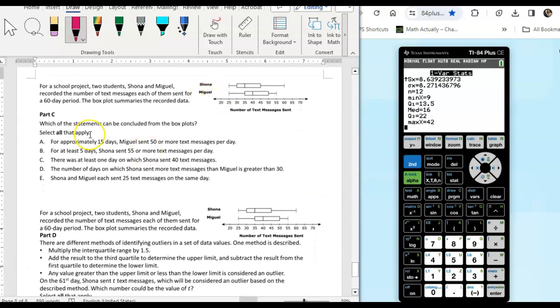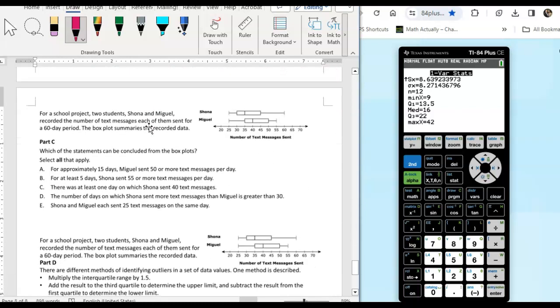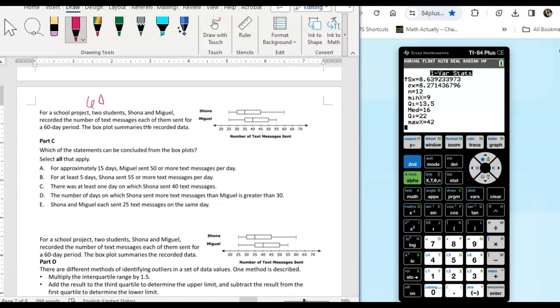So here's the same project. Part C says select all that apply. So for approximately 15 days, Miguel sent 50 or more text messages a day. Well, remember that this is over a 60-day period. All right, so remember we're out of 60 days. And Miguel sent 50 or more text messages. Well, 50 here would be the last quarter of his data. So a quarter of 60 is 15. So that checks. For at least 5 days, Shona sent 55 or more text messages per day.